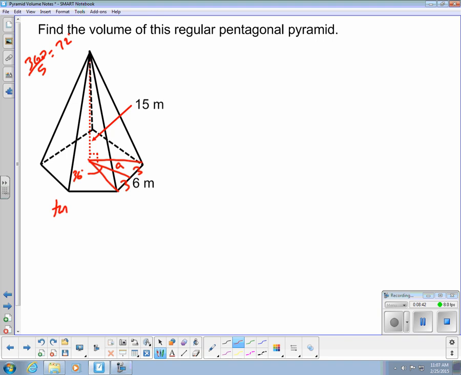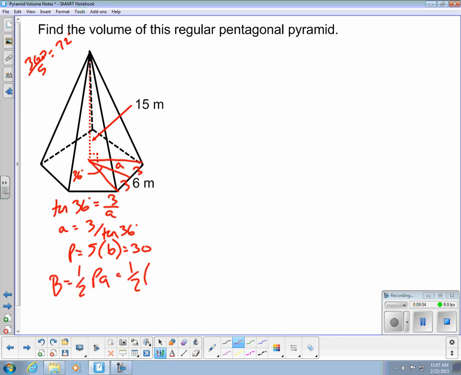So the tangent of 36 degrees equals the 3 over the apothem. So my apothem is equal to 3 divided by the tangent of 36 degrees. Our perimeter for our pentagon is going to be 5 times the 6, which is 30. And so my big B is going to be equal to 1/2 PA, which is equal to 1/2 times 30 times 3 divided by the tangent of 36 degrees. When I simplify this, 1/2 of 30 is 15. 15 times 3, I end up with 45 over the tangent of 36 degrees. So that's my big B.